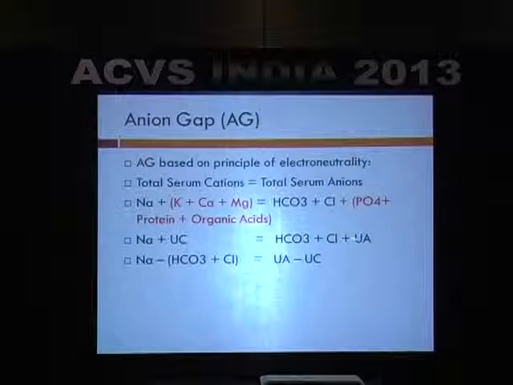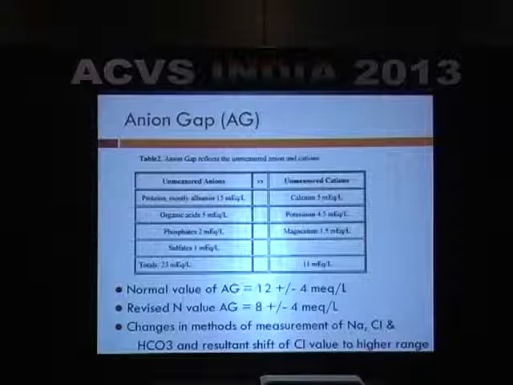So if you bring these two to this side, sodium minus the sum of bicarbonate plus chloride will give the difference between unmeasured anions and the unmeasured cations. So though the term indicates anion gap, basically it measures the difference between the unmeasured anions and the unmeasured cations. The predominant unmeasured anion is albumin, and the predominant unmeasured cations are calcium and potassium.